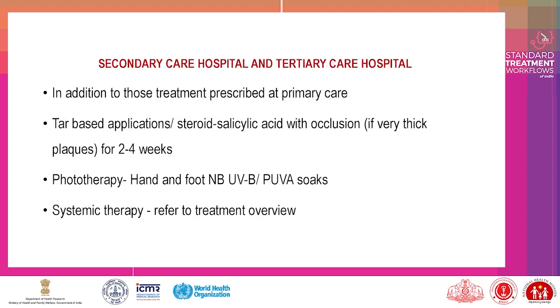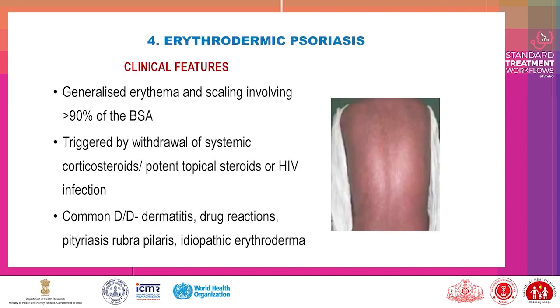Secondary care hospital and tertiary care hospital: in addition to those treatments prescribed at primary care, tar-based applications or steroid salicylic acid with occlusion if very thick plaques, for 2 to 4 weeks. Phototherapy: hand and foot NB-UVB, PUVA soaks. Systemic therapy, refer to treatment overview.